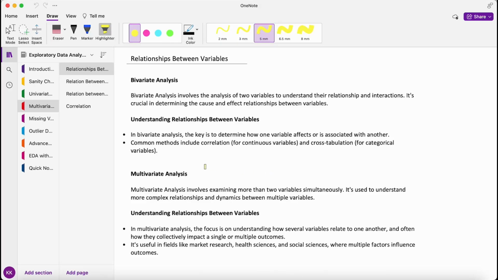For continuous variables, we might use correlation analysis to quantify the strength and direction of the relationship. When dealing with categorical variables, cross-tabulation becomes a useful method to observe the relationships in a tabular form.